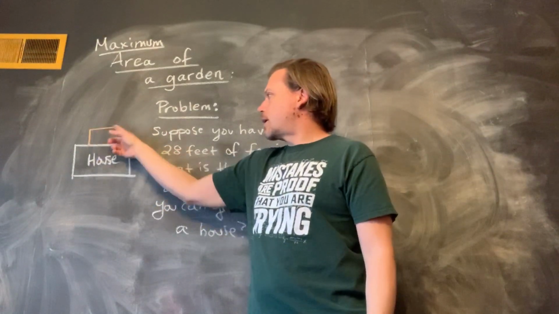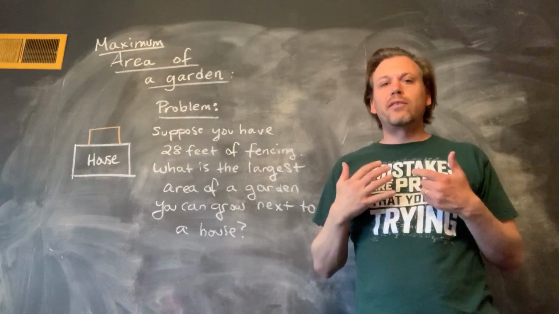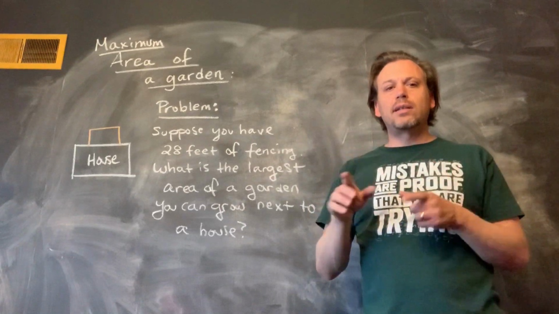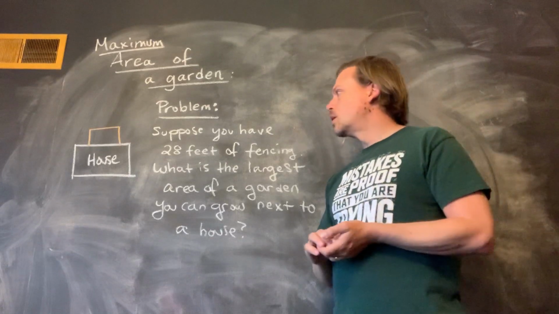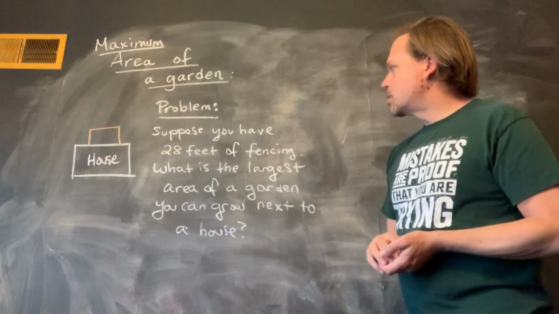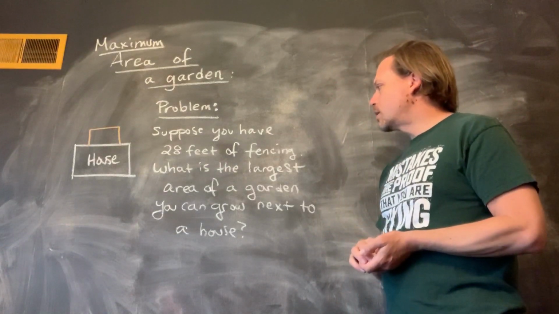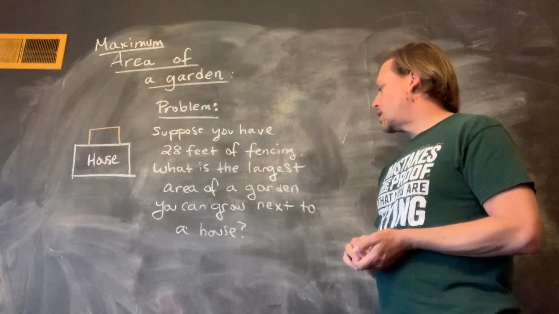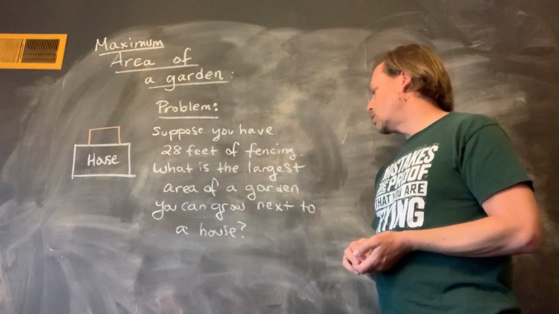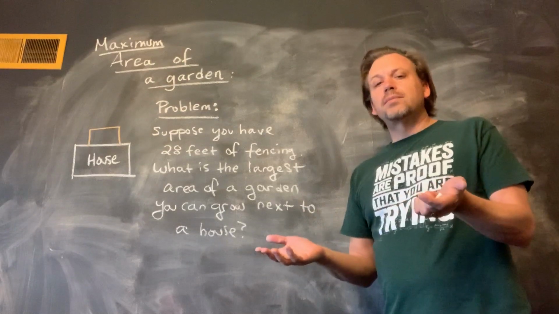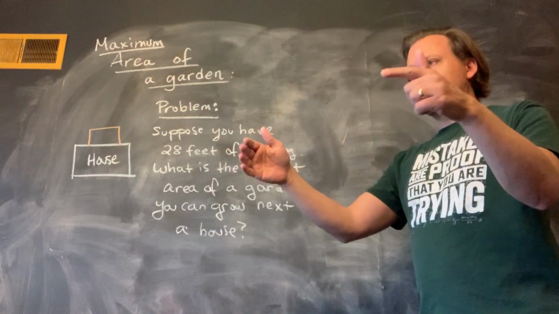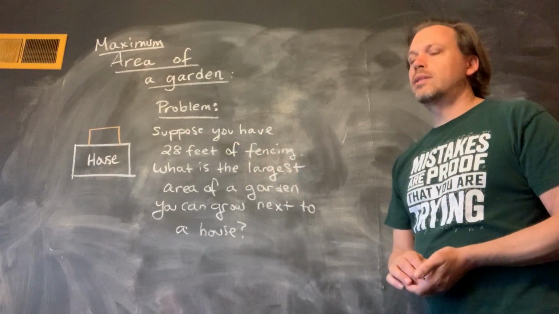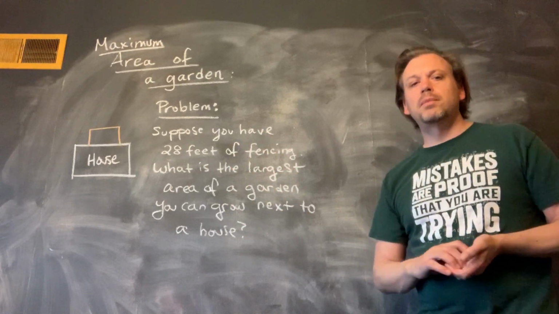This part here is actually going to represent the area of the garden and the fencing around the garden to keep the rabbits out. And the problem is, suppose you have 28 feet of fencing. What is the largest area of a garden you can grow next to the house? You can rearrange that fence however you want. We'll just keep it a rectangle for this problem.